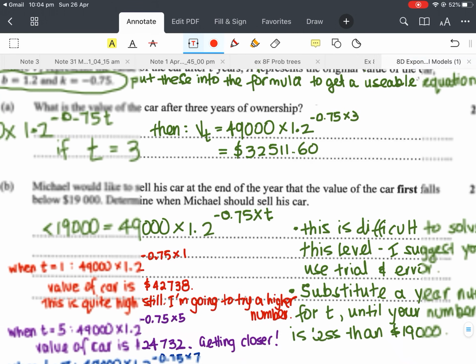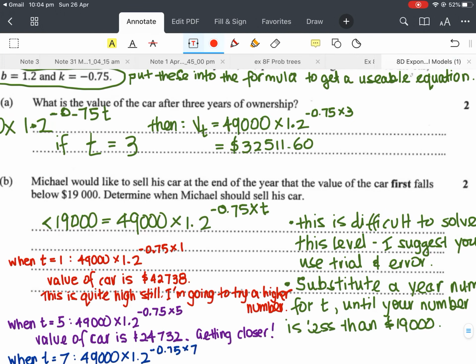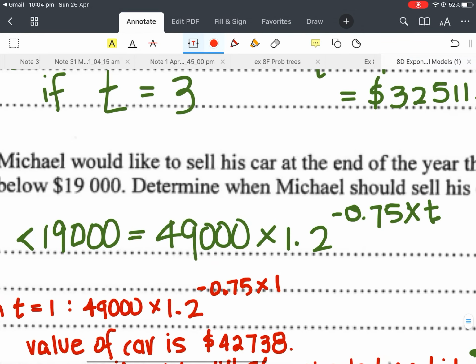All right, question B says, Michael would like to sell his car at the end of the year that the value of the car first falls below $19,000. Determine when Michael should sell his car. So you'll notice I've got the formula there. I know that I want to know when it's going to first fall below 19,000. That's why that's in the answer position, where the V_t was. And I've got the same formula, just my t is not there. That's what I've actually got to find.